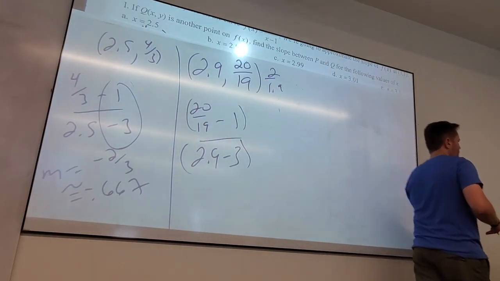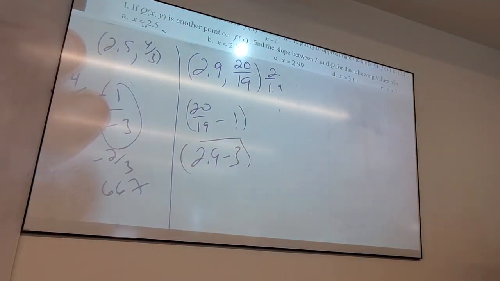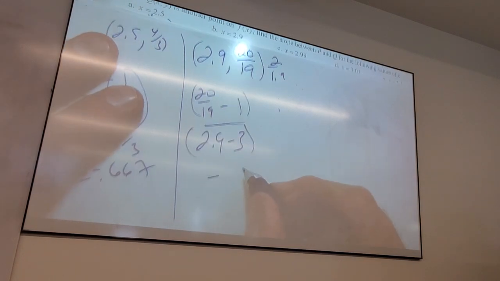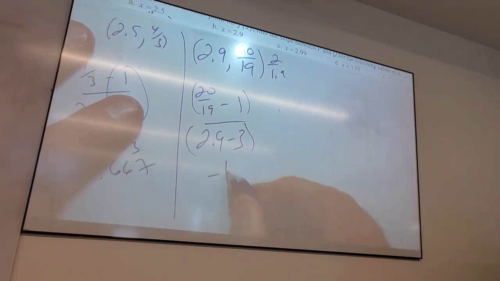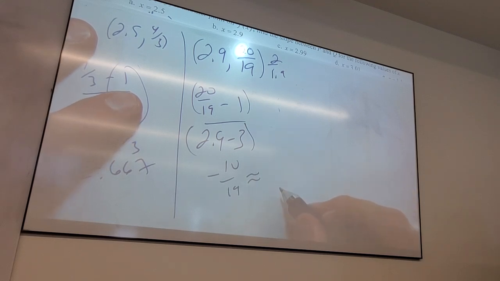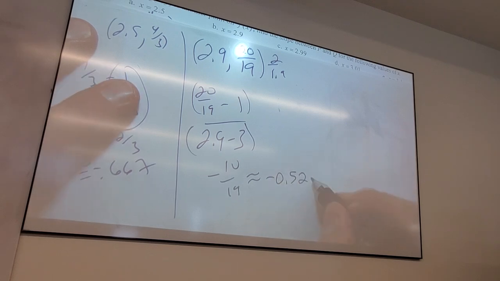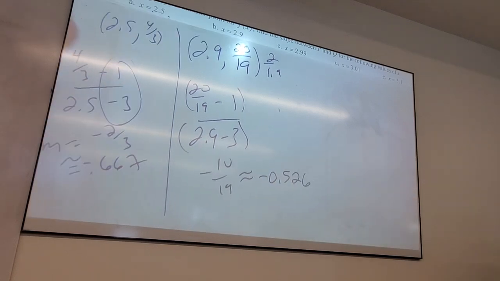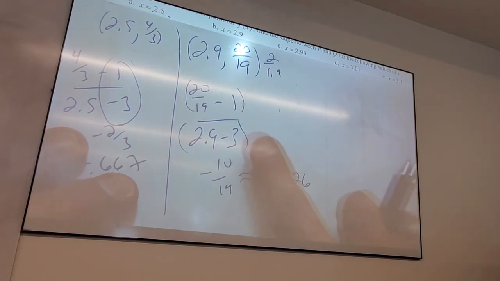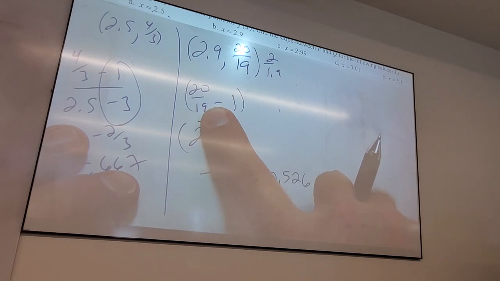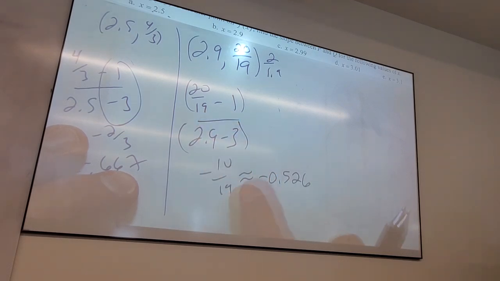Anybody want to tell me what they got? Negative 10 19ths. Negative? Say again. Negative 10 19ths. Sure, 10 19ths, which is also known as? -0.52631578. Sure, we'll say that. We'll approximate. Okay. If you round too early in a problem, it'll throw your answer off. If you round at the end, you're fine.